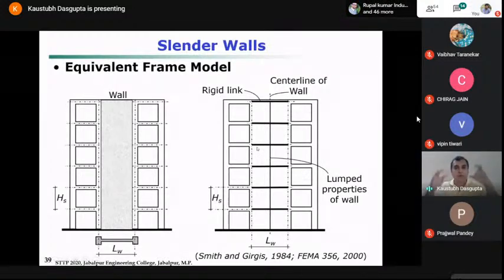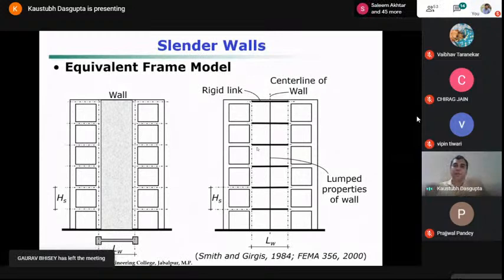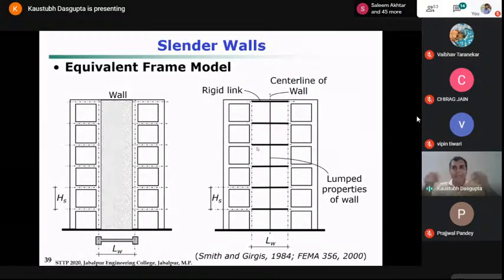Once you give the I section, your columns are also going into the wall, because in reality your wall and the two end columns or boundary elements act monolithically, because you have cast them together. The concreting is done together. So your boundary element cross sections are also included in the I cross section that you assign to the frame element.